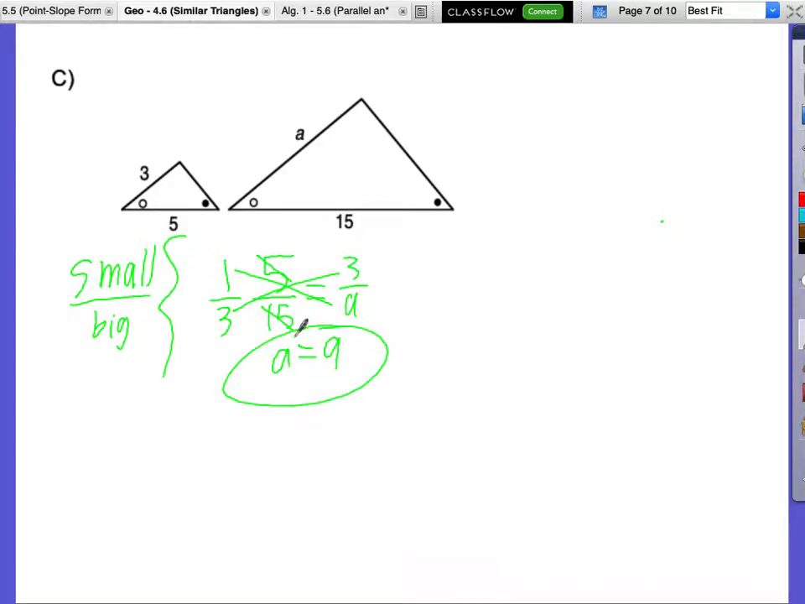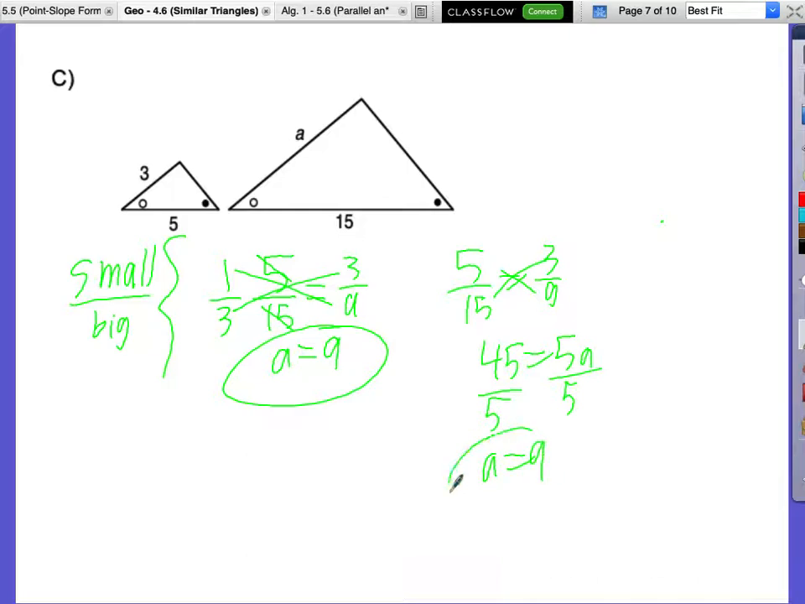If we didn't simplify early, you'll get 45 equals 5A. Very good, 45 is equal to 5A. You divide by 5, and A is still equal to 9. Same answer. Question on this one?